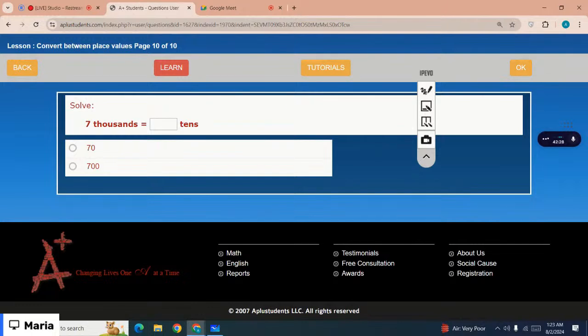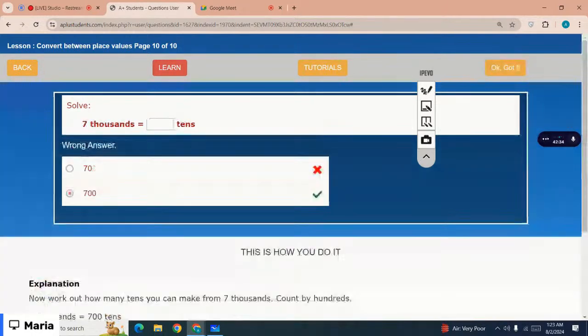7,000 is equal to 700 tens. The correct option is 700, not 70. Just 700 tens it is, because 700 times 10 is 7,000, right? So that is 700. Sorry. Okay, we are done with the lesson. Let's just move on to the next lesson.